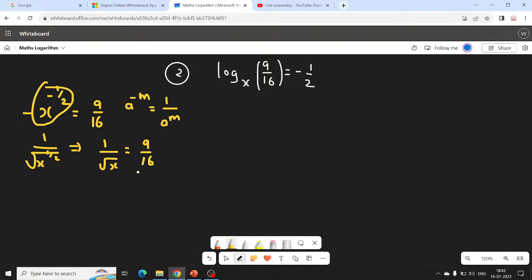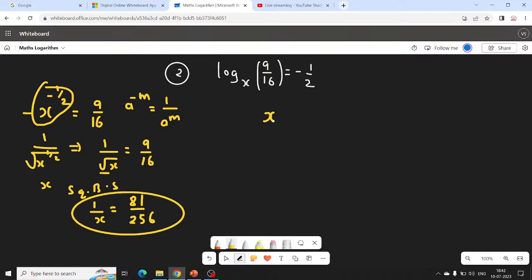Can I write it like this? The question says find the value of x, but here it is root x. So can I square on both sides? Okay, if I square on both sides, you get 1 by x is equal to 9 squared, which is 81, and 16 squared is 256. So if I want the value of x from here, just write the reciprocal. x is equal to 256 by 81 is the answer. Easy?